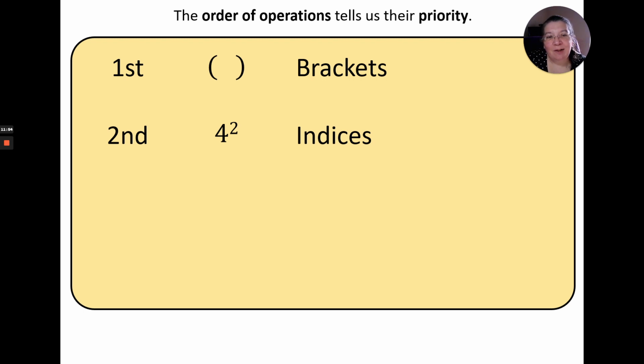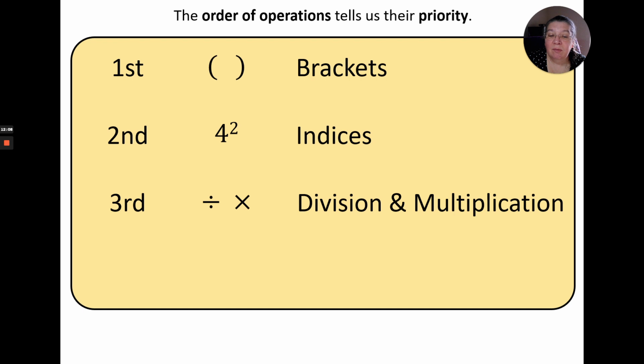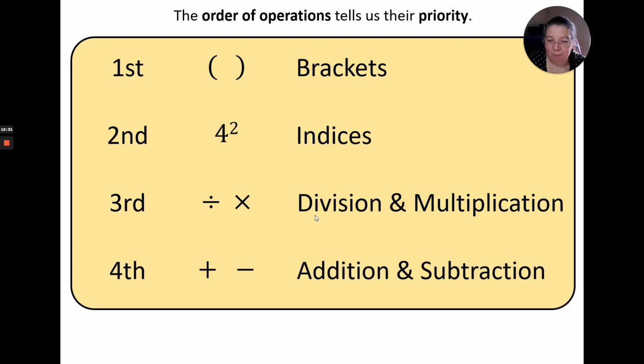Secondly, we do indices or powers, or sometimes they're known as orders, which is why sometimes it's BODMAS. But it's I for indices. So B, I, D for division, and M for multiplication, BIDM. Now, division and multiplication, we've already worked out it doesn't matter which order we do those. So generally, with division and multiplication, within the question, we would work from left to right. It doesn't matter. You still get the same answer.